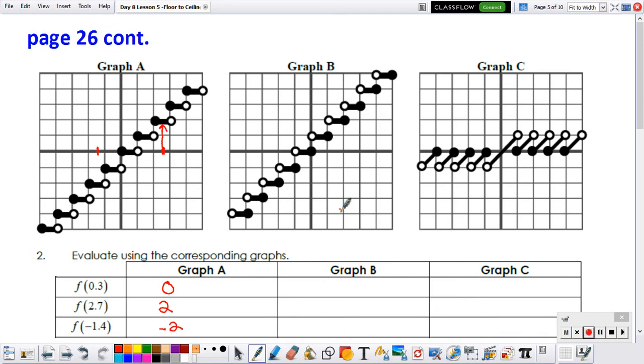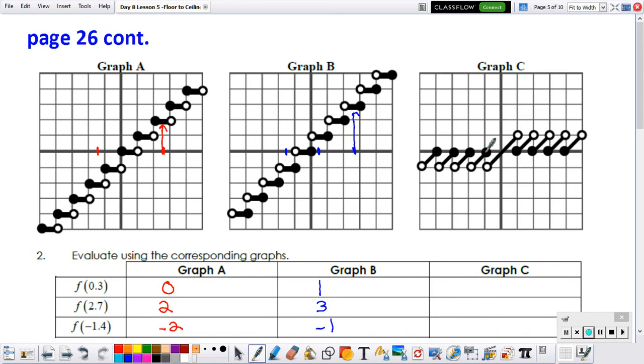So there's graph B. We're going to now evaluate those same values using graph B. For 0.3, which is somewhere here, when we look up at the graph, we have a point at 1. For 2.7, which is about right here, we go up and we have a value of 3. For negative 1.4, there's negative 1, and then the 0.4 would be like here, has a value of negative 1.